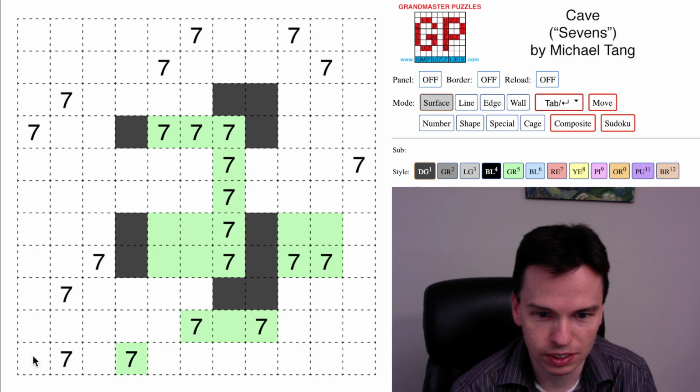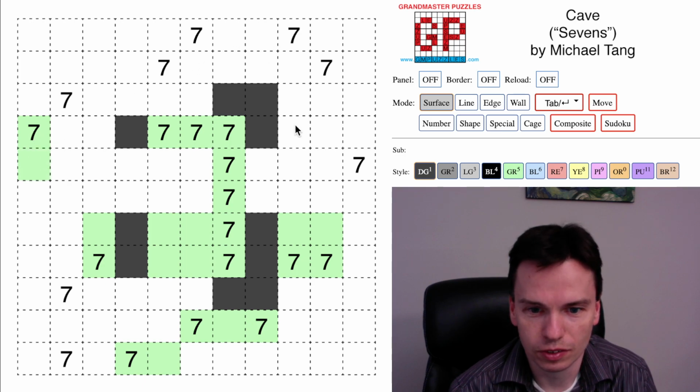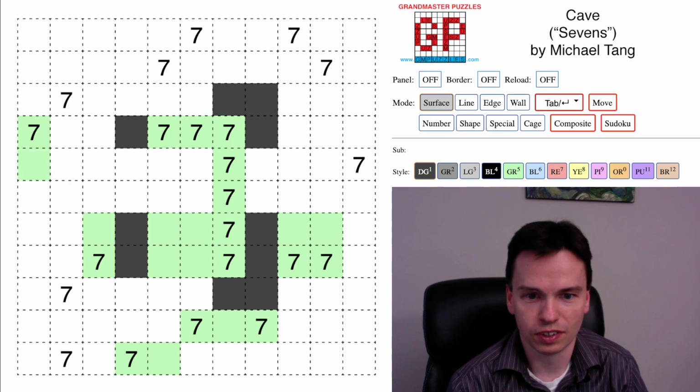This 7 can see 6 without going to the right one. The 7 can see 6 without coming up one. The 7 can see 6 without going down one. I think those are starting pieces.